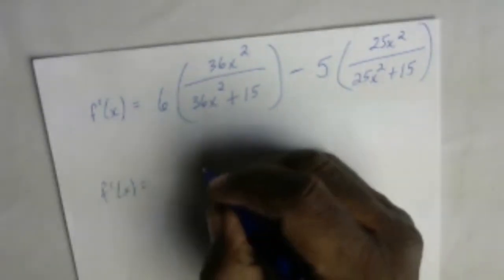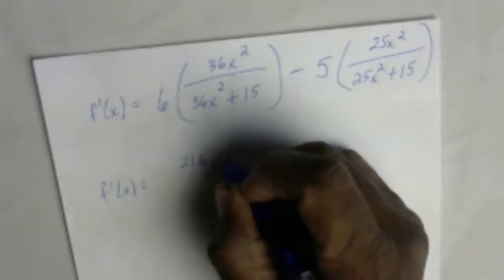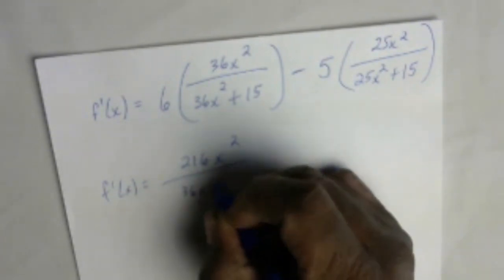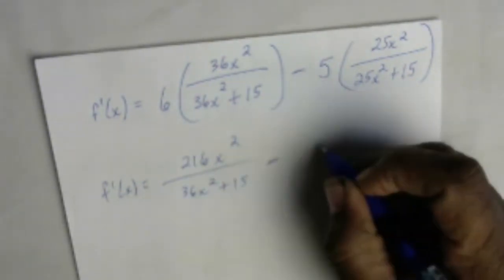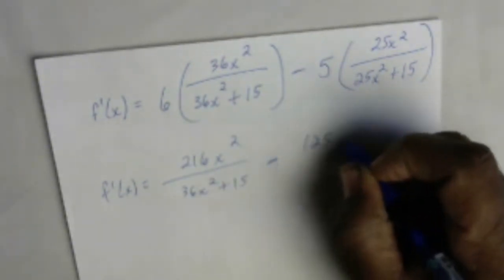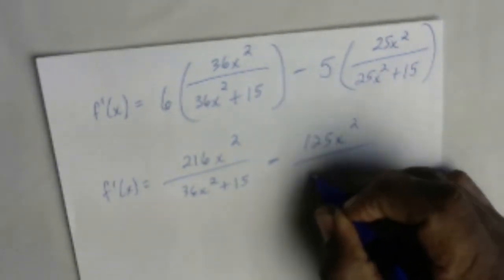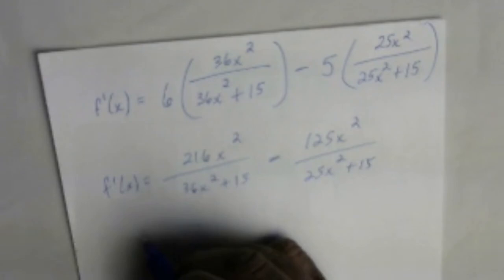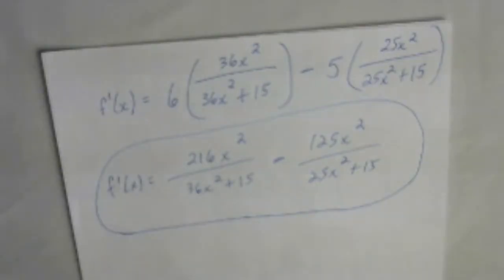And then this will give you a final result. F prime of x is 216x squared over 36x squared plus 15, minus 125x squared over 25x squared plus 15.